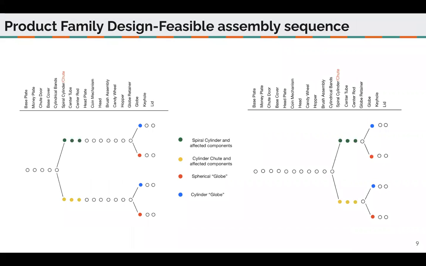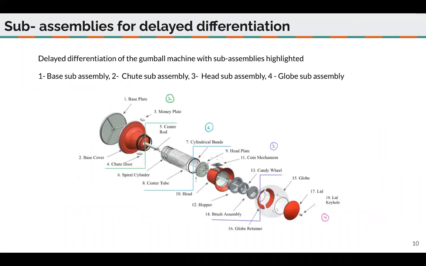For our product family design assembly sequence, on the left, we can see the original sequence that includes the variant, and then on the right, we can see the modified sequence to include delayed differentiation. And the slide shows how we used our sub-assemblies to incorporate that delayed differentiation.